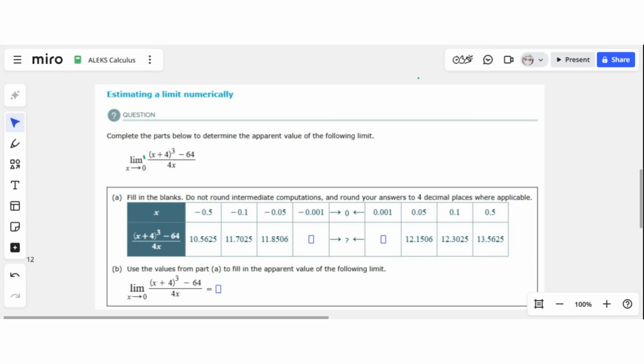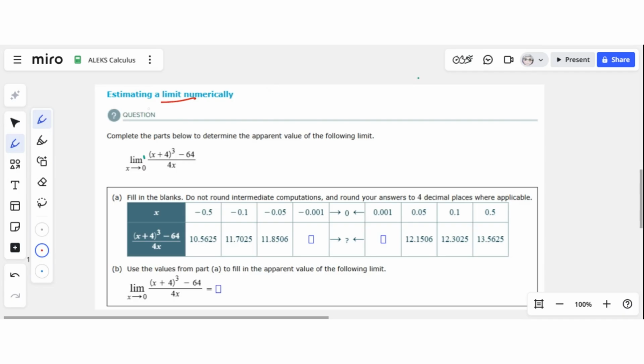Hello, everybody. In these problems, we are estimating limits numerically. So what is a limit? Well, it's an important concept in calculus. And basically, what it lets you do is to look at the behavior of a function, not at a particular point, but as it gets near to a particular point.